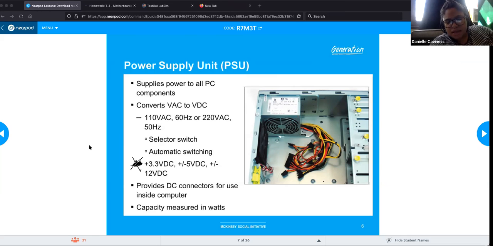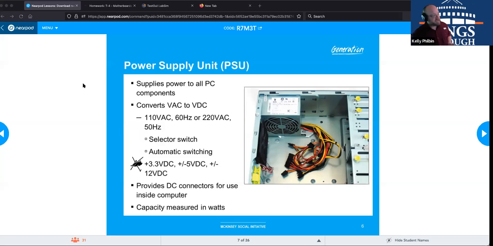Mr. Kelly, can you please repeat that? Sure. The five voltages that you can receive out of a computer are positive 3.3 VDC, positive or negative, so that's two of them, positive or negative 5 VDC, and positive or negative 12 VDC. So 3.3, positive and negative 5, positive and negative 12. And we need to know this so that if we are testing some components with our multimeter, that they are receiving the appropriate voltage.